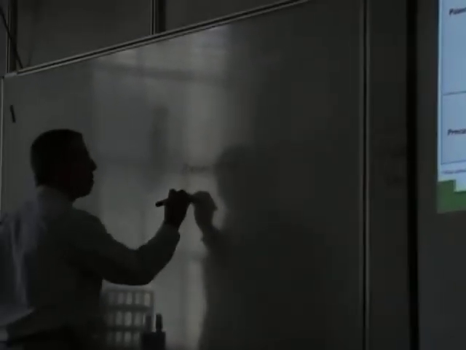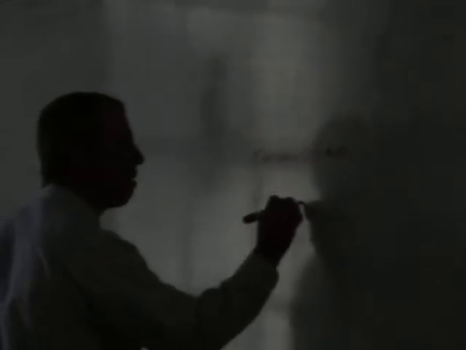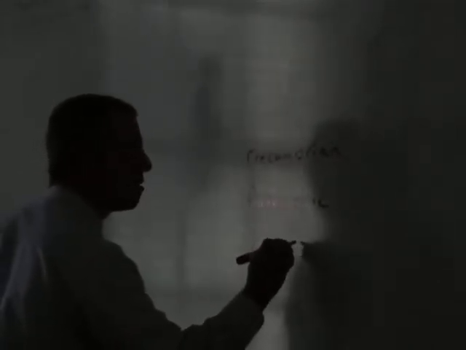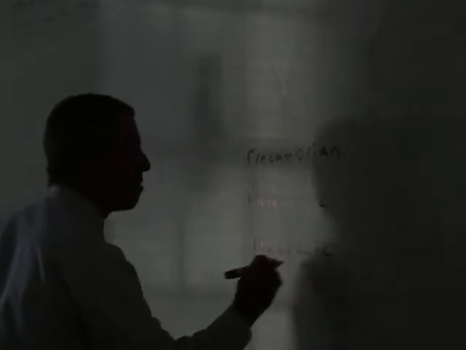Precambrian, Paleozoic, Mesozoic, Cenozoic. These are the 4 major time periods of geologic time. Precambrian first, then Paleozoic, then Mesozoic, then Cenozoic. See on the board.